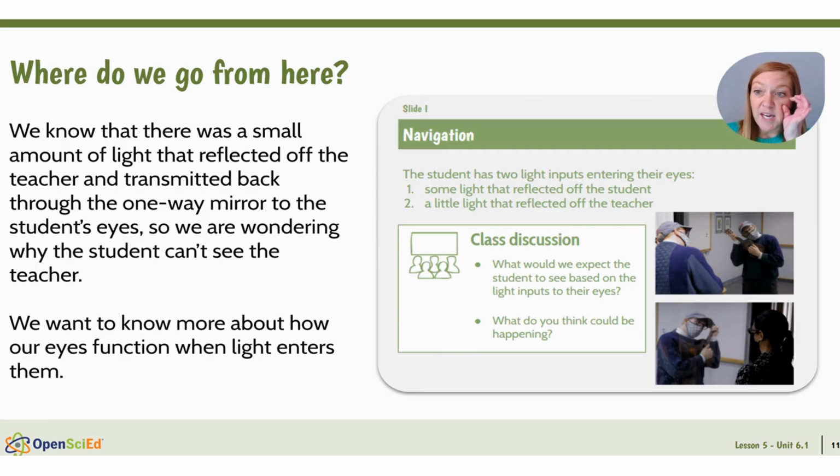And then where do we go from here? So we know that there was a small amount of light that reflected off of the teacher and transmitted back through the one-way mirror to the student's eyes. So we're still a little confused why the student can't see the teacher, knowing that there's an input there from the teacher. So we want to know more about how our eyes function when light enters them.